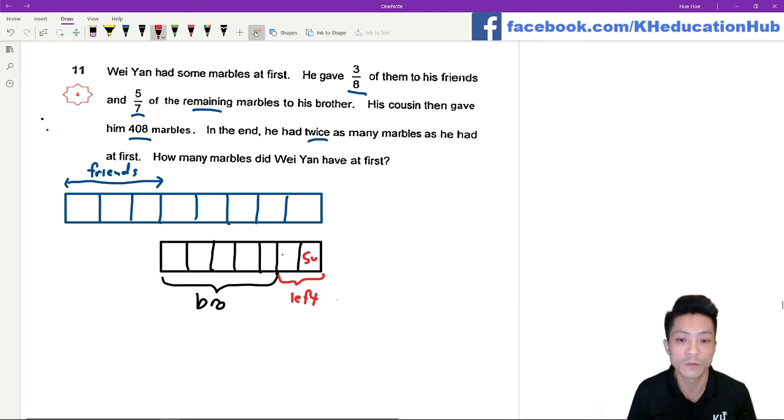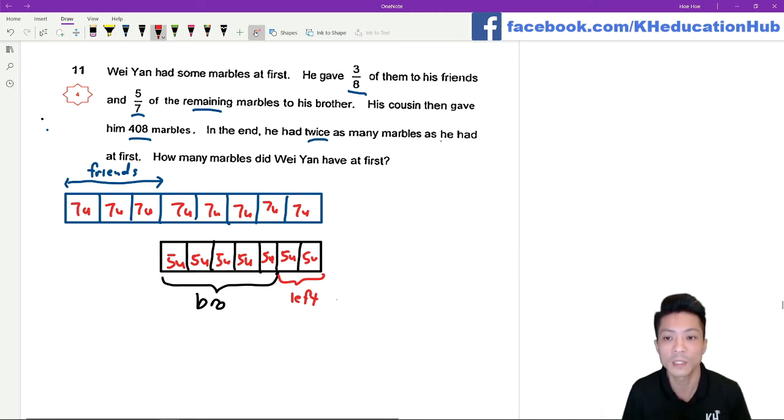So this is basically 5 units, 5 units, all of them are going to be 5 units. And this one, all of them are going to be 7 units. So 7 times 5 will give you 35, and over here also 7 times 5 will give me 35. I'm going to fill up the rest with 7 units. So his cousin gave him 408 marbles, and in the end he had twice as many marbles as he had at first.